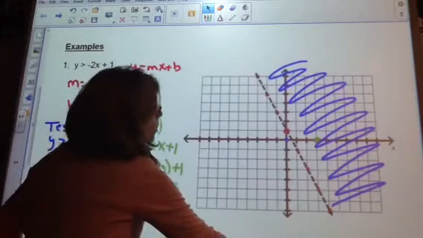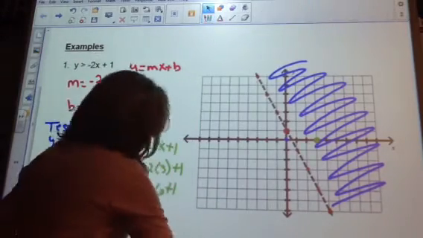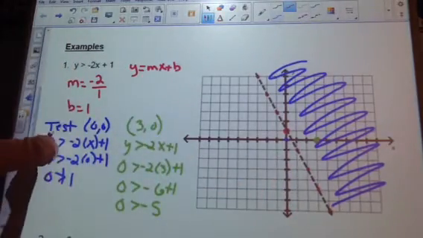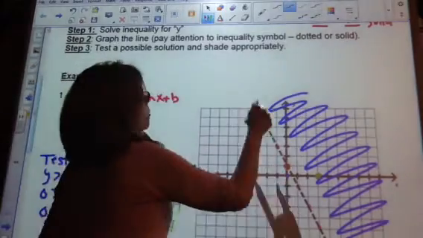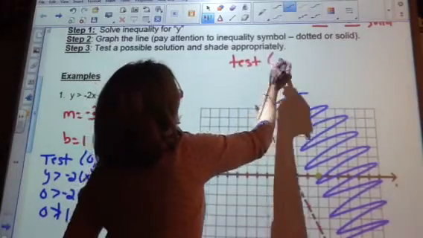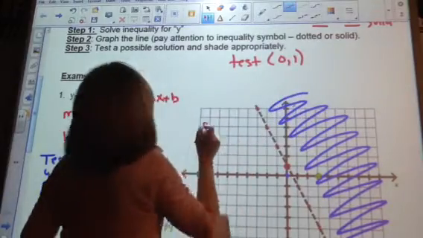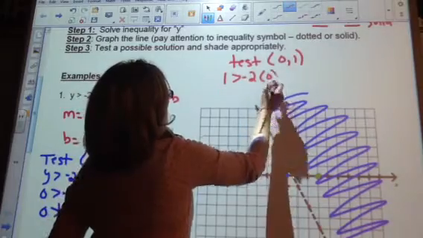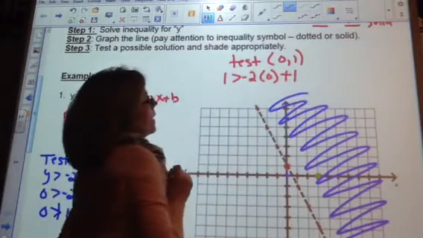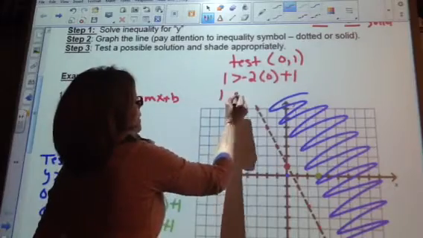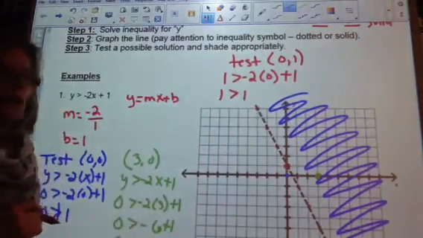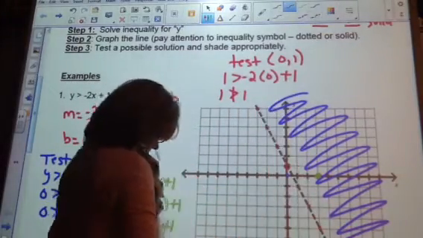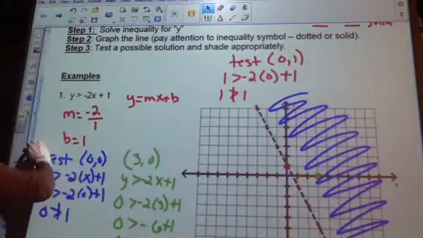Now, let's test a point on the line. Okay, so let's use the y-intercept here. Y-intercept is 0, 1. So let's test 0, 1. So when y is 1, x is 0. So when you simplify this, is 1 greater than 1? This is false. Therefore, that's why you've got to have a dotted line here. Okay? Alright, so let's go back up.